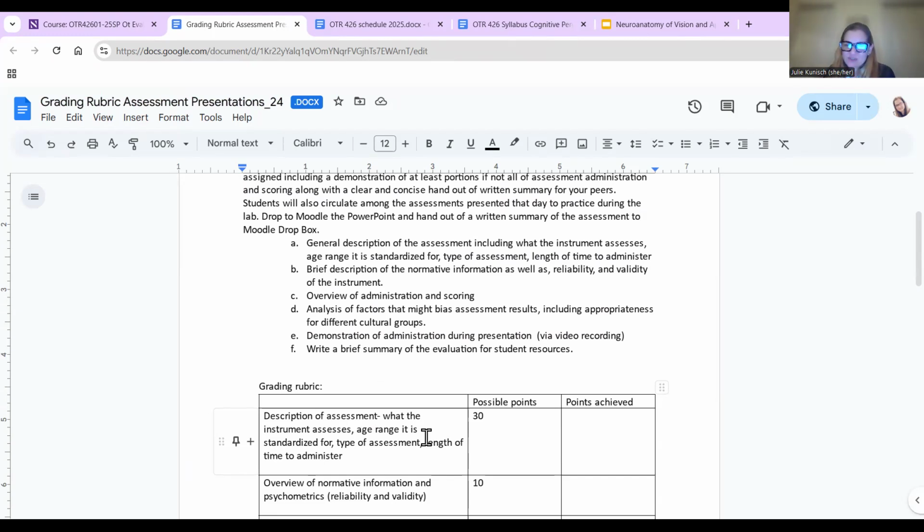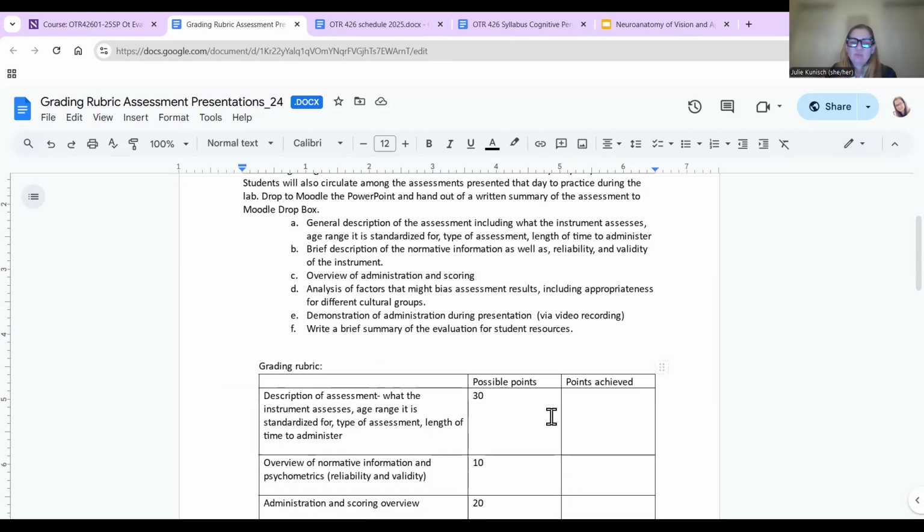The difference this semester is you all are assigned a standardized assessment and you all will be presenting the assessment during lab in person. I still would like a video recording of either a full administration of the assessment if it's a short assessment, or at least pieces of the assessment if it's a long assessment, so other students can take a look at that video and see what that assessment really looks like.